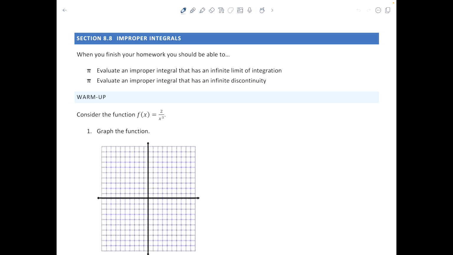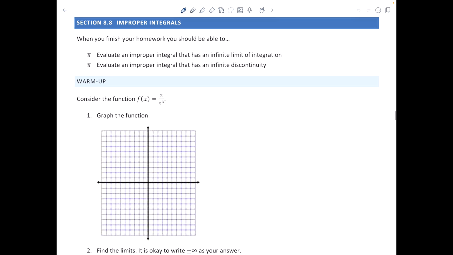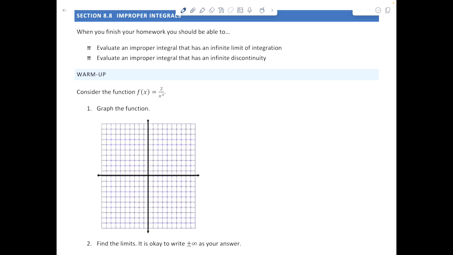So let's warm it on up and consider this function f of x is equal to 2 over x cubed. So graphing, let's see what we'll have. Let's label our axis, -5 to 5, so each line will be a half unit, and then this one is going to increase pretty quickly and decrease pretty quickly. So each box will be 2 on the vertical axis.